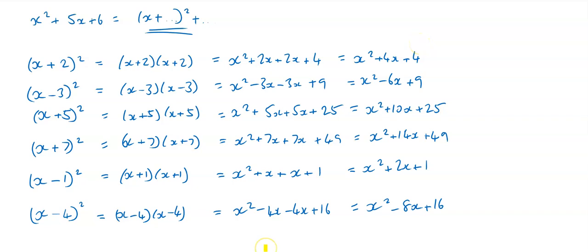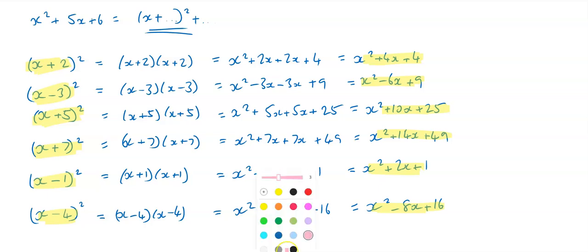I want you to draw your attention to the bits on the left and their resulting answers on the right. And what we should see, two things. First of all, all of them start with a single x squared, so we're not dealing with 2x squared or anything like that. We'll talk about how we deal with those later. We can see that the x coefficient is always double the constant on the left. So for example, we've got 2 here, which doubles to give us 4. Negative 3 doubles to give us negative 6, 5 to 10, and so on.